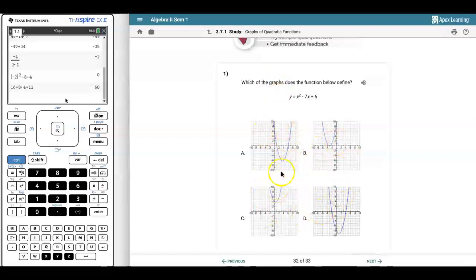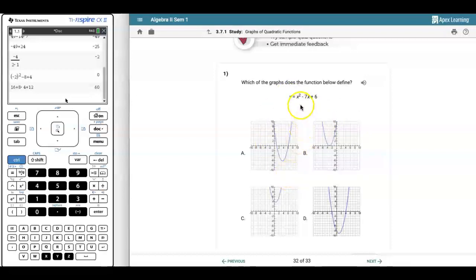Now, to solve this one, you can do multiple things. You can pick an x value if you want, plug it in and see if it matches with the y value, right? That's one way, but I would check multiple x values if that's what you're going to do.